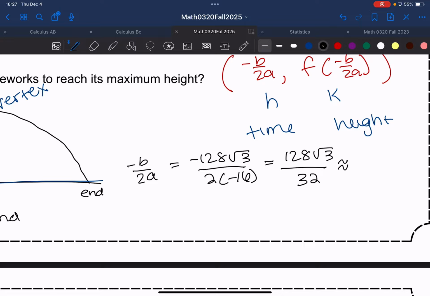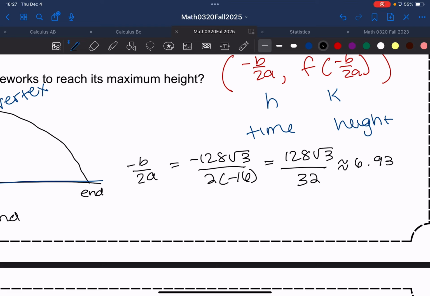We can't do the square roots of 3. You should be able to do, it's just the square root, it's not an nth root. So it gives us a decimal. Do the square root of 3, then multiply the 128 by that. Yes, you will get a decimal, and what's that decimal?